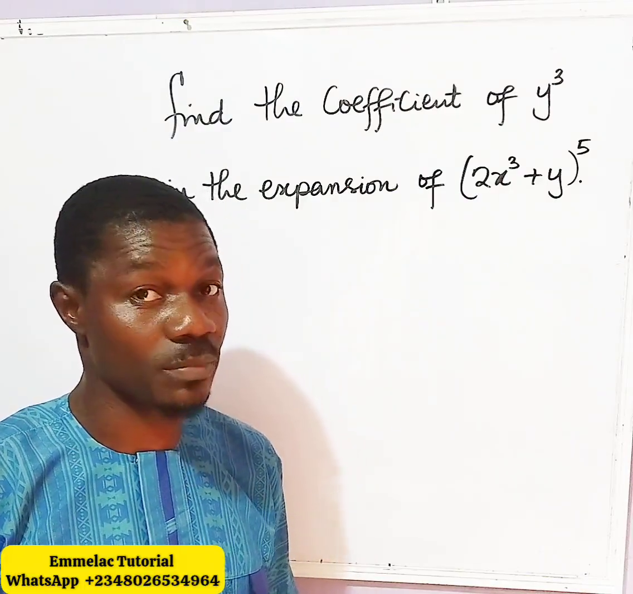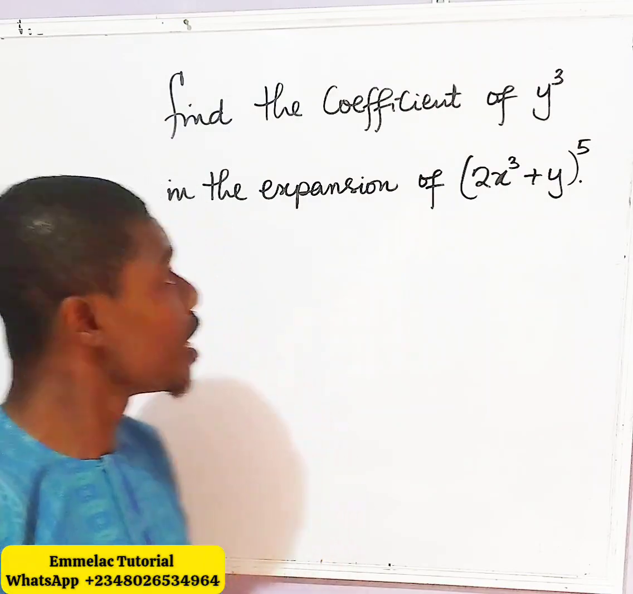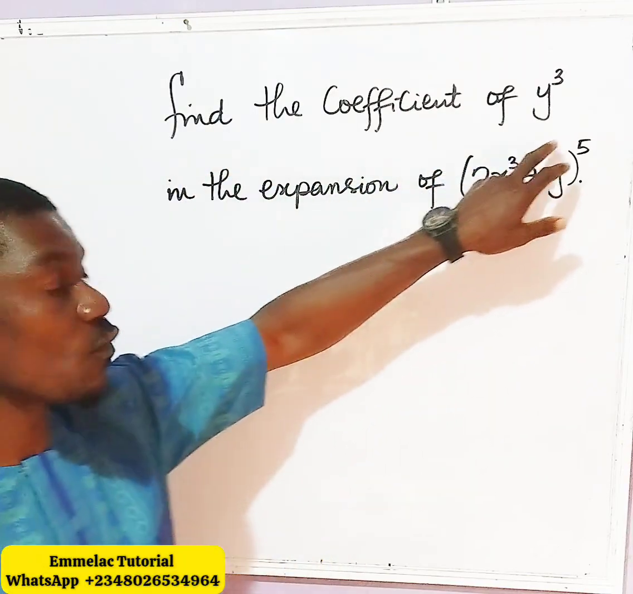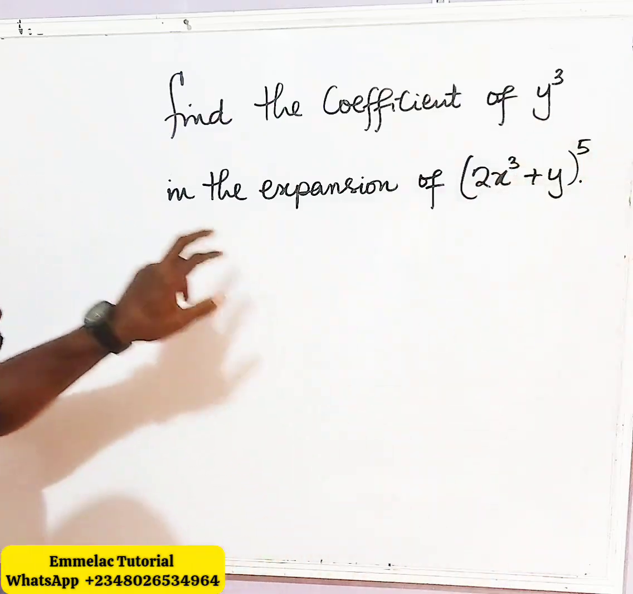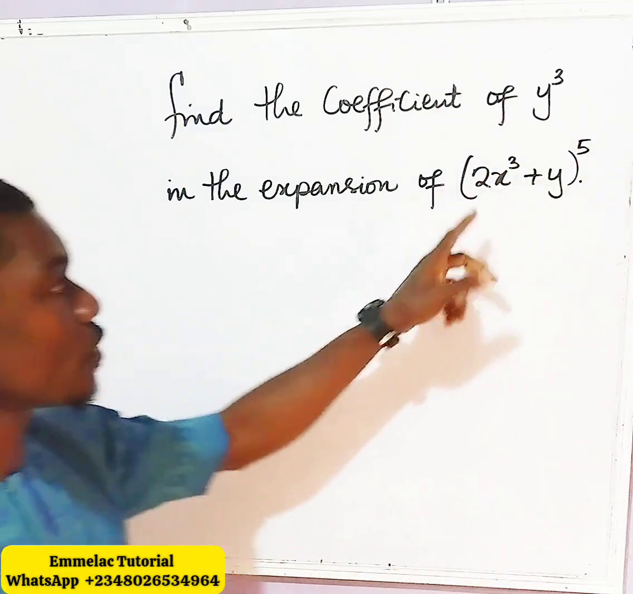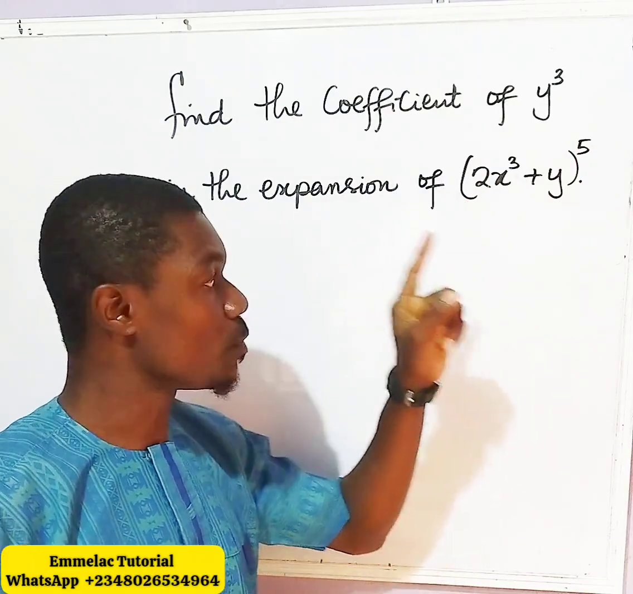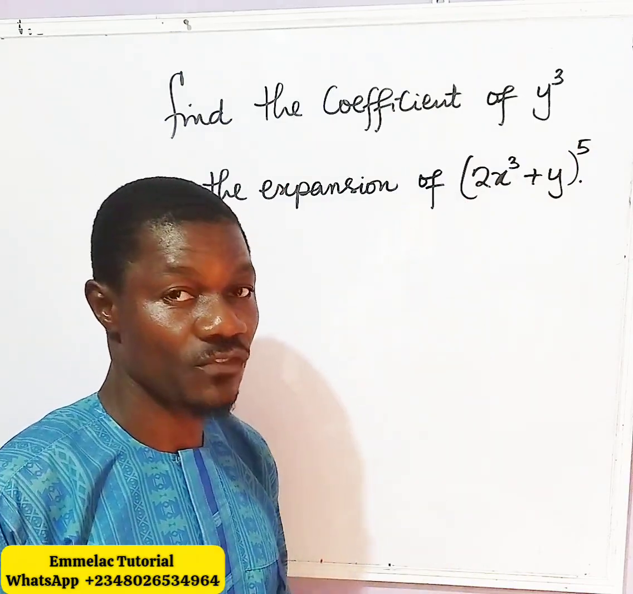Now let us look at this binomial expansion question, and it reads: find the coefficient of y raised to 3 in the expansion of (2x cubed plus y) all raised to 5.